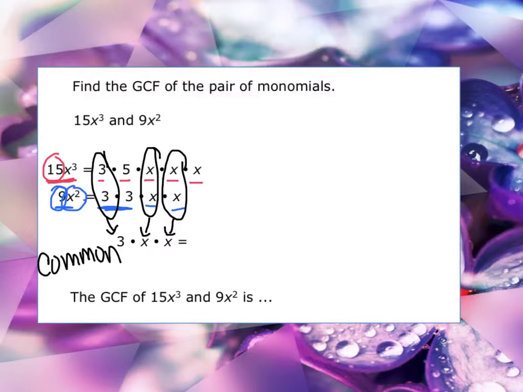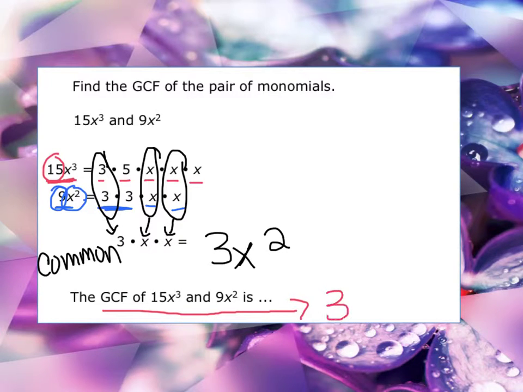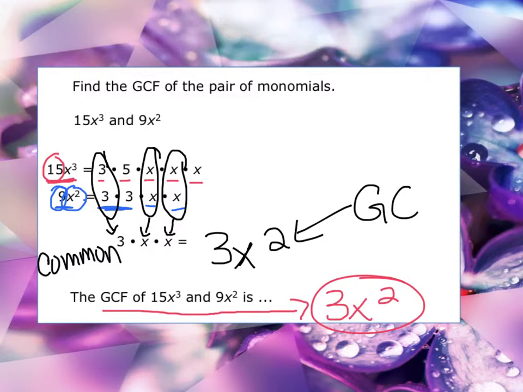And now I'm going to multiply them together, and it will give me my GCF. So 3 times x times x is 3x squared. Therefore, the GCF of 15x to the third and 9x squared is 3x squared. Remember that once we multiplied all the commons together, this gave us our GCF.